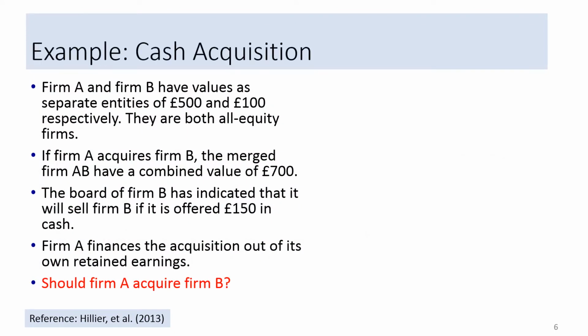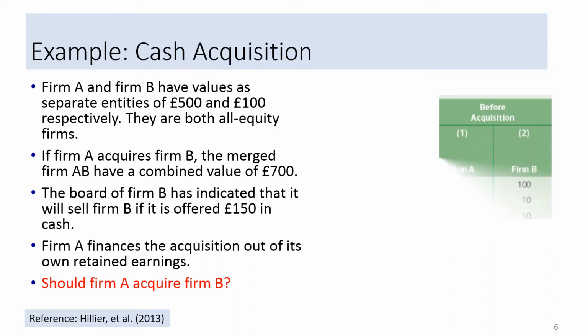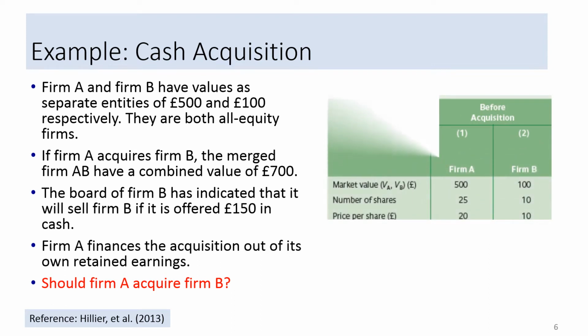We shall look into an example on cash acquisition. Firm A plans to acquire Firm B in cash. The background of both companies before the acquisition is summarized in the table. Analyze the information given, the combined value after merger, and the offer price. Should Firm A acquire Firm B? We shall explore further.